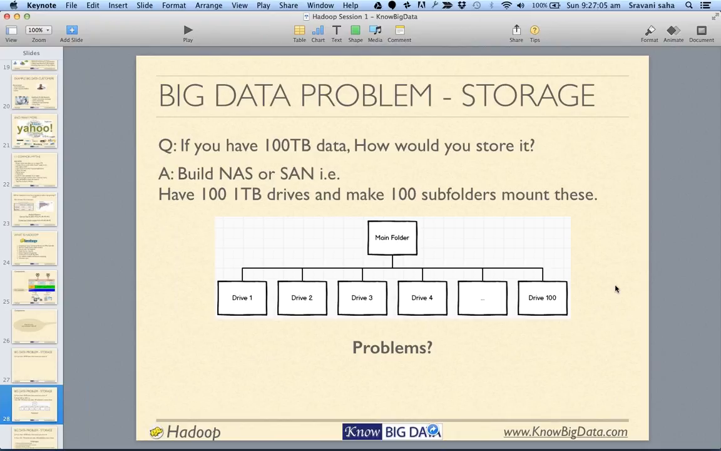Take your time. Do you see any problems with this approach? All we did is connect these 100 hard disks into various computers and then map each of these hard disks to a folder. This is how it is visible to your end user. When they open a computer and go to a particular folder called network drives, they'll see these 100 drives, each one as a folder.